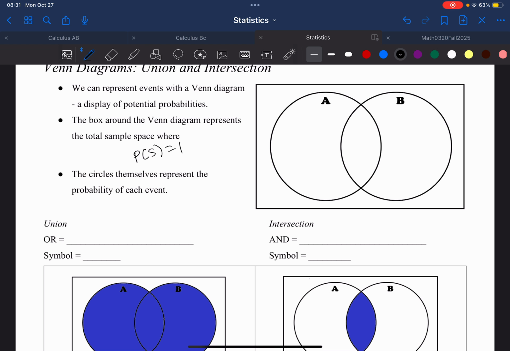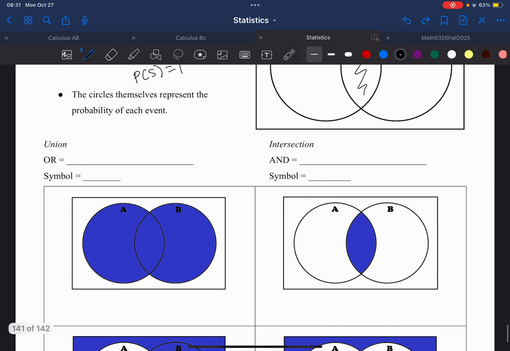Okay. The circles themselves represent the probability of each event. So for example, event A, event B, the overlap between event A and event B, and then the outside is all other probabilities. So this entire space of the box, including the area of the circles, is always going to be equal to 1.